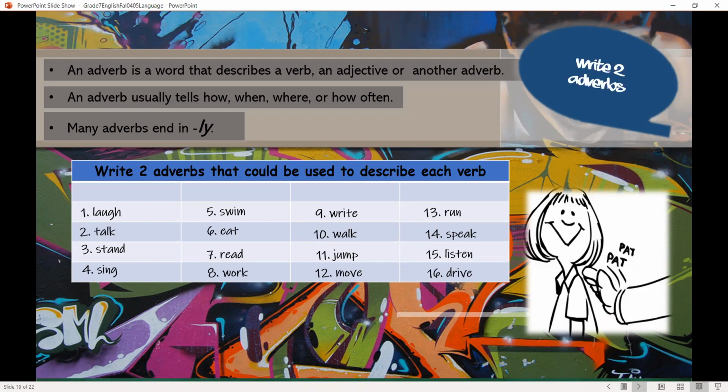What else can we say for walk? Where did he walk? We went for a walk. We went for a quick walk. We went for a long walk. So that's also telling me to what degree we went for a walk. Okay.